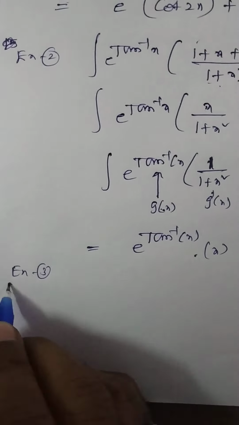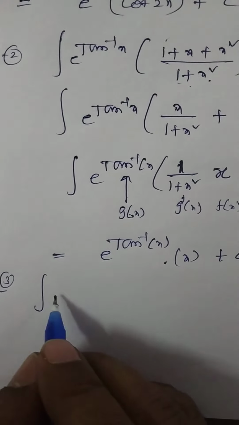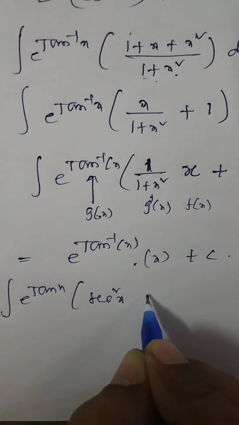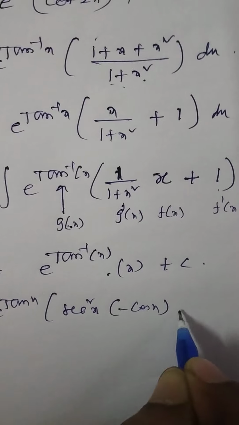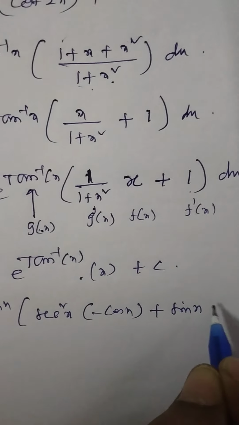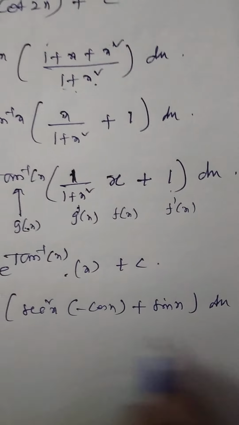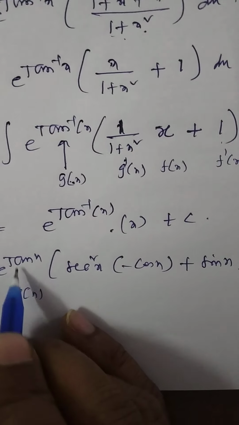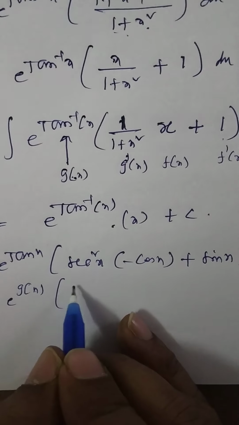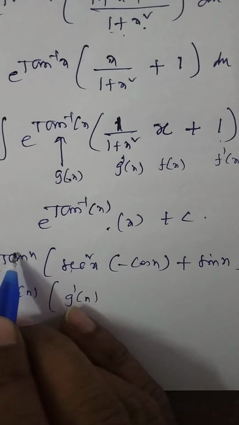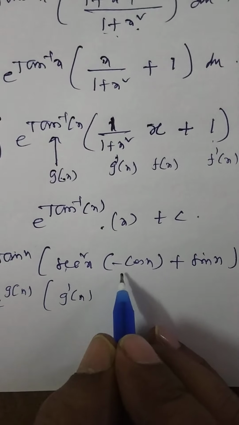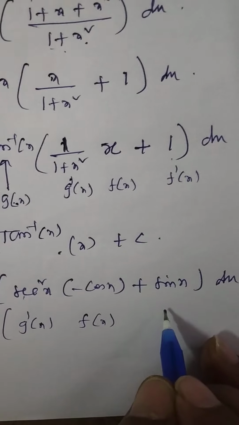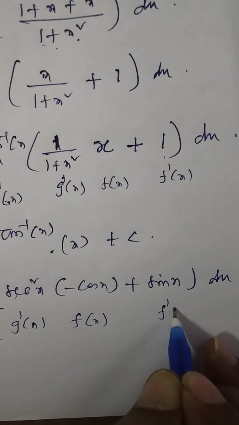Example number 3. Integration of e power tan x into secant square x into minus cos x plus sin x dx. Here, direct application only. You see, this is e power g of x, where g of x is tan x. Next, g dash of x is secant square x. Tan x derivative is what? Secant square x. Next, minus cos x, if we take as f of x, the derivative of minus cos x is sin x only. So f dash of x we will get.